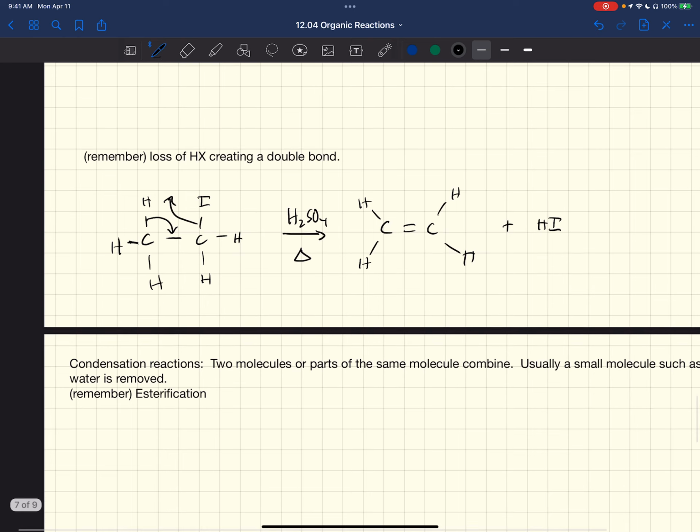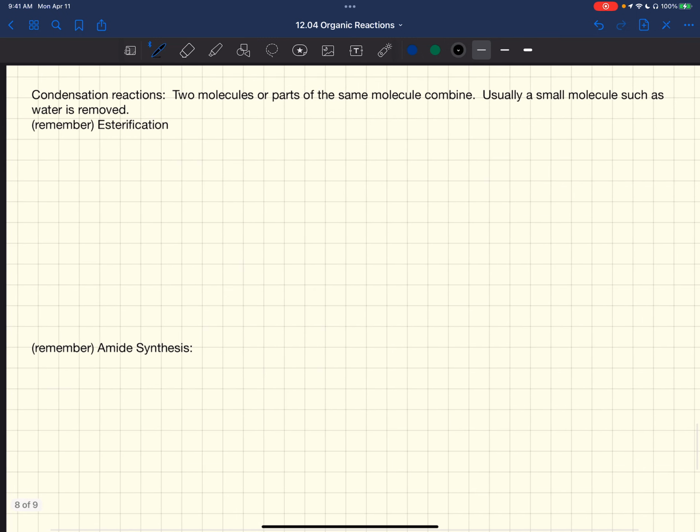Now the next one that we're going to do, condensation reactions. Two molecules or parts of the same molecule combine. Usually, a molecule such as water is removed. So we've already talked about one of these last time, which is an esterification reaction. So I take a carboxylic acid plus some sort of alcohol, and we're going to condense, take these two things and make one big molecule out of them.